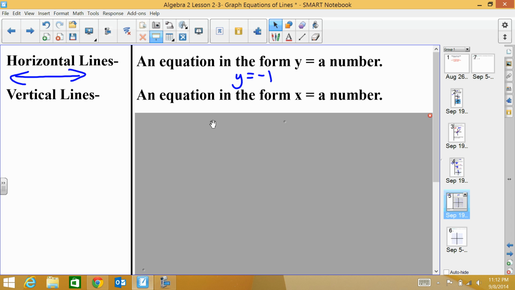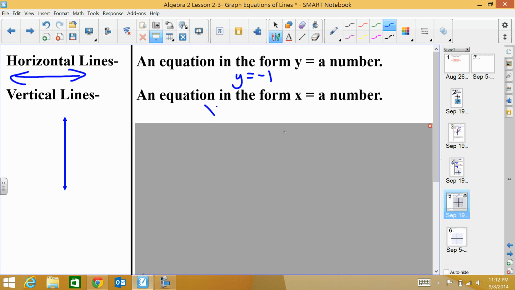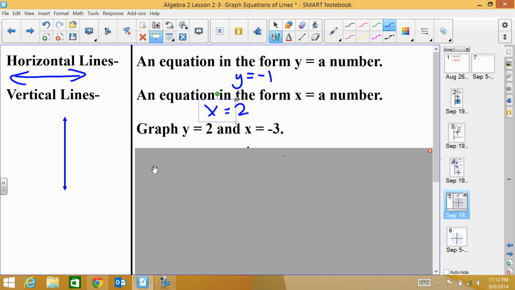There we go. Okay. And then the equation in the form x equals a number is for a vertical line. So vertical lines go, let's see, grab my line tool again, this direction. So that would be something like x equals 2. That would be a vertical line. So let's practice graphing some of those. So we're going to graph the equations y equals 2 and x equals -3.